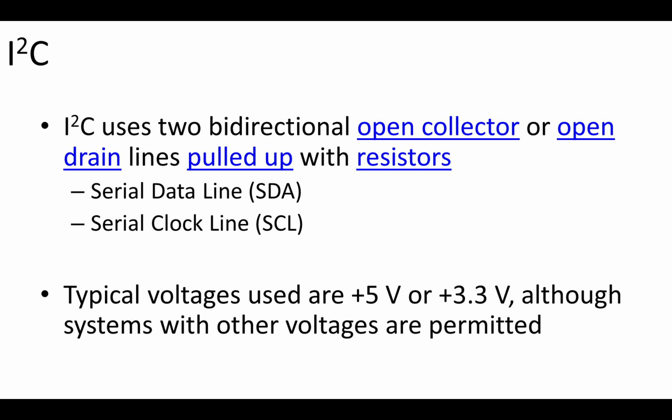It has two lines, as open collector or open drain lines with pull-up resistors, and they are called the SDA line, which is the data line, and the SCL line, which is the serial clock line. And you can use 3 volts or 5 volts. It depends what your circuit is, but those are the typical ones, 5 volts and 3.3.